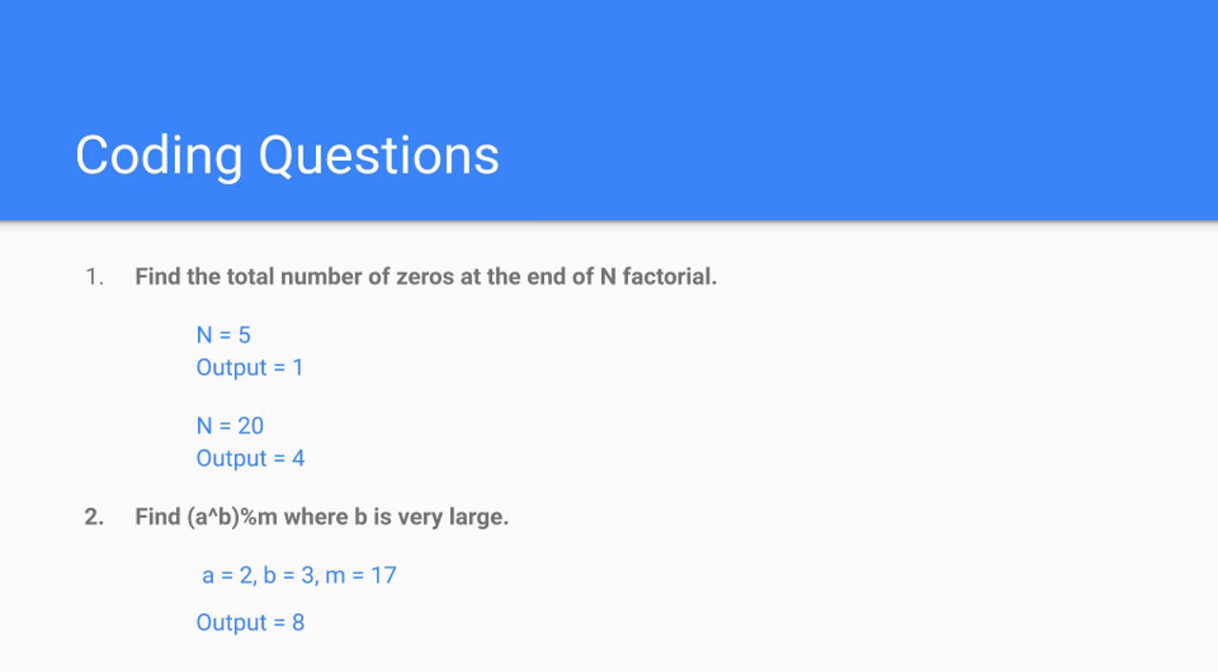Now the second question, we have to find the modulus of a to the power b. So we have to find a to the power b modulo m, where b is a very large number. For example, if a is 2, b is 3 and m is 17, 2 to the power 3 will be 8. So the output in this case will be 8. And this has to be found for b, where b is very large. So we would need to use the identity such that a square modulo m equals a modulo m into a modulo m.